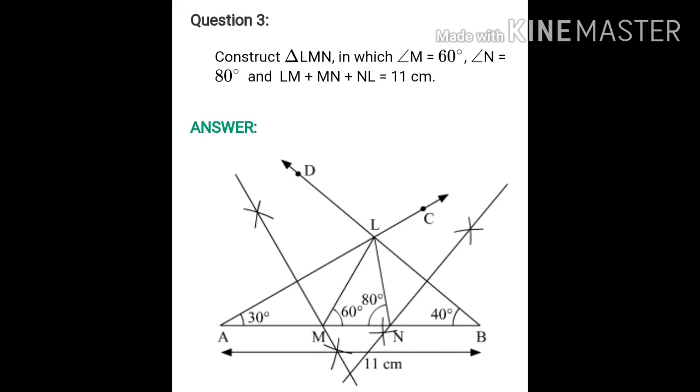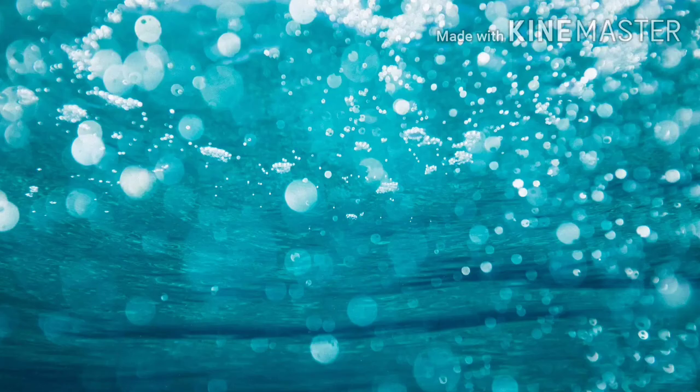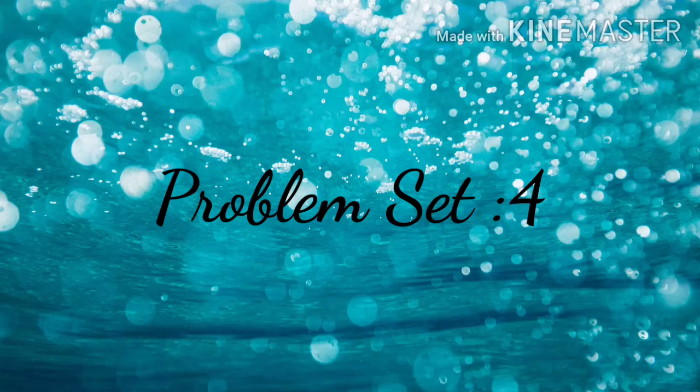Question number 3 is construct triangle LMN in which angle M is 60 degree, angle N is 80 degree and LM plus MN plus LN, that is perimeter, is 11 centimeter. This question is homework for you. So the steps are same. Yes. Now move to the problem set 4.